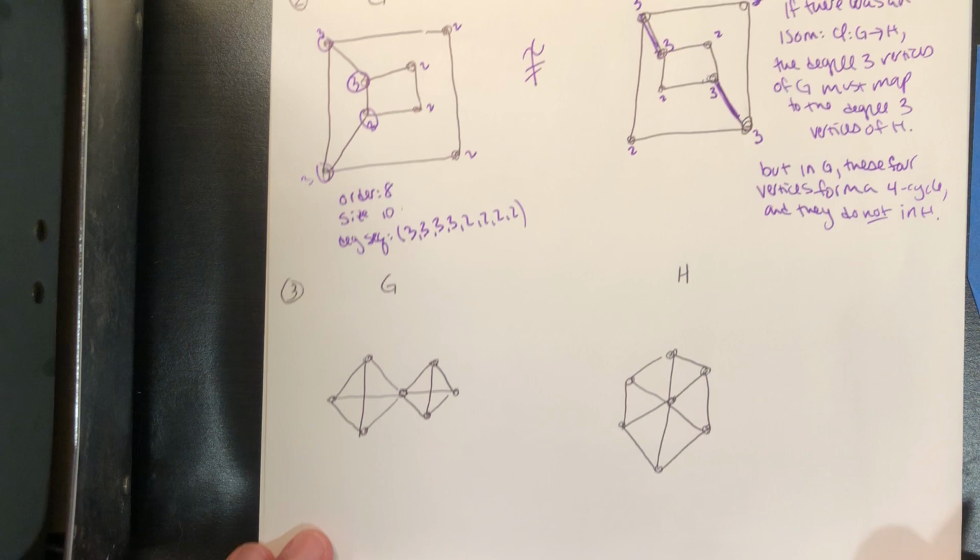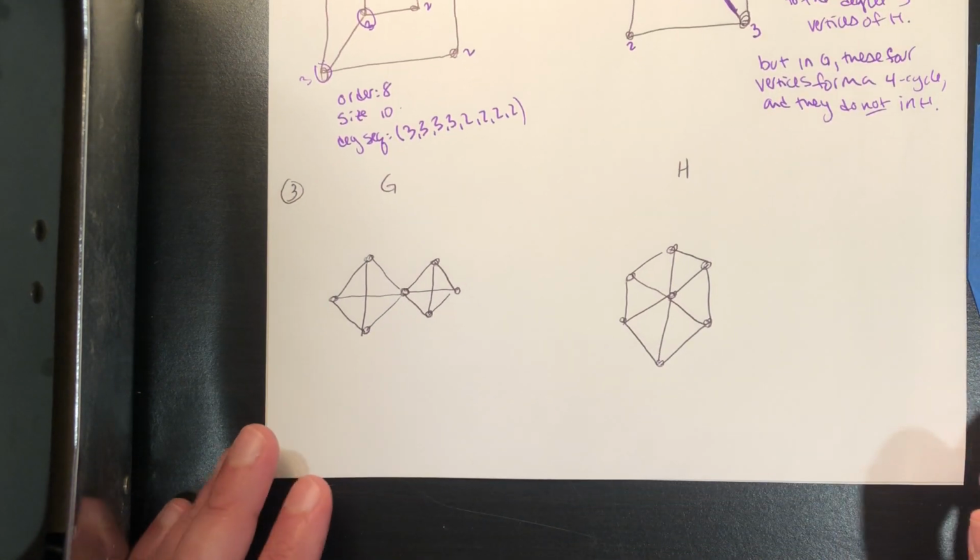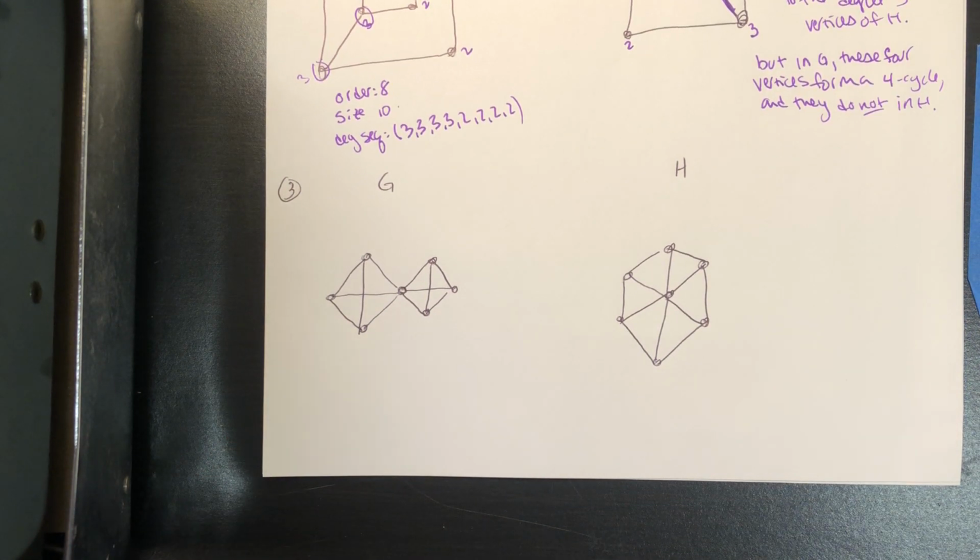And for this last example, I'll let you copy it down and try it yourself. See if you can figure out whether these graphs are isomorphic to each other. Either find an isomorphism between them, find some labeling here and a labeling here such that it preserves the edge relation, or explain why these graphs are not isomorphic to each other.